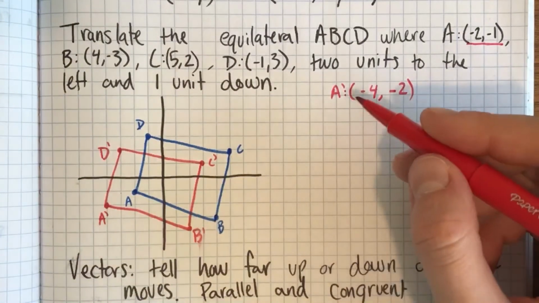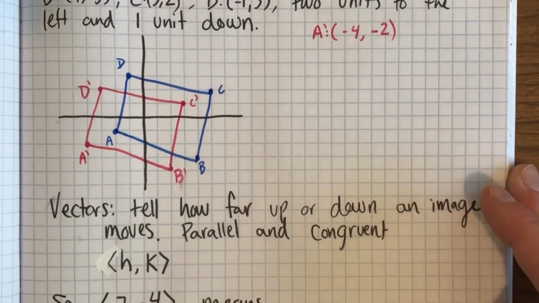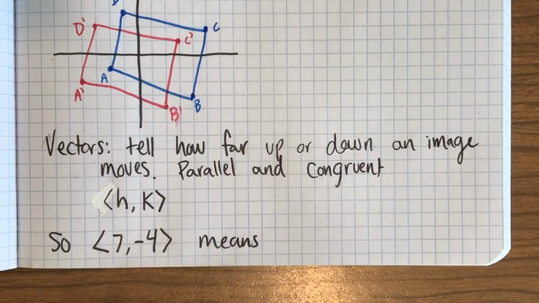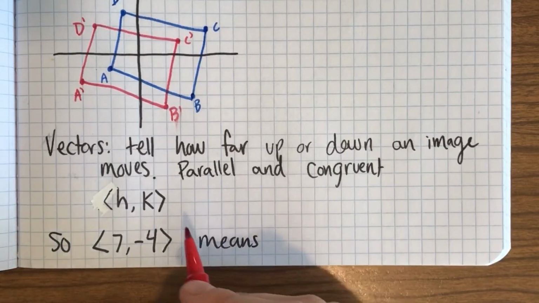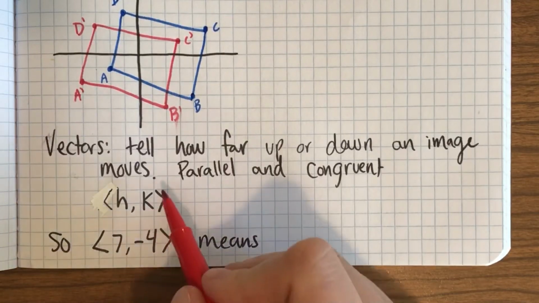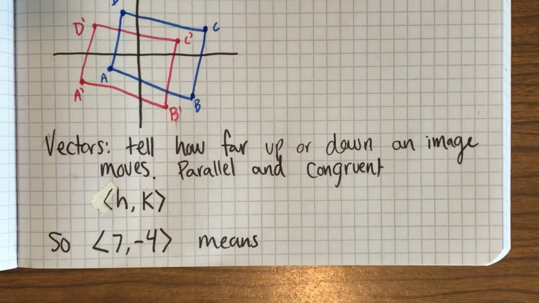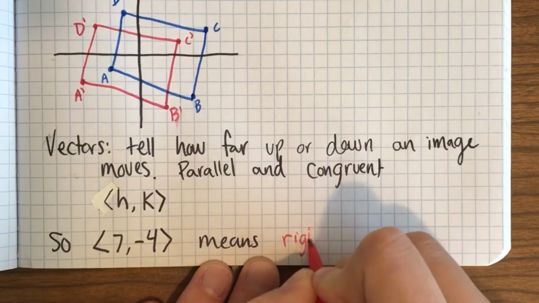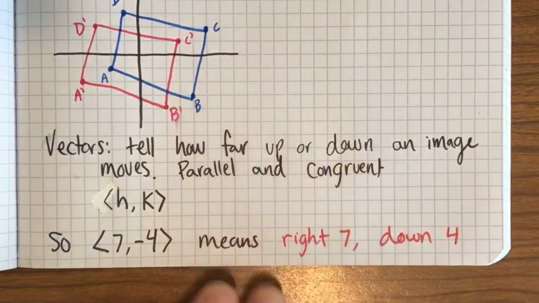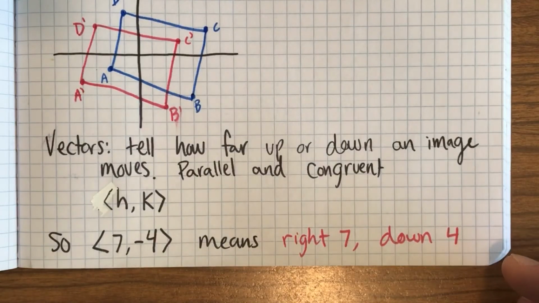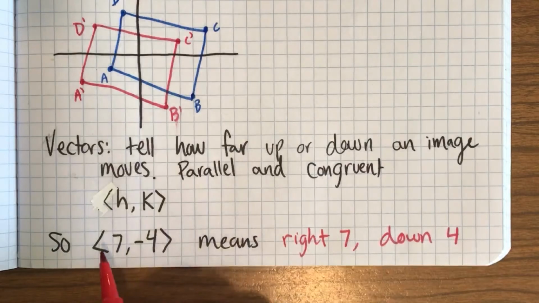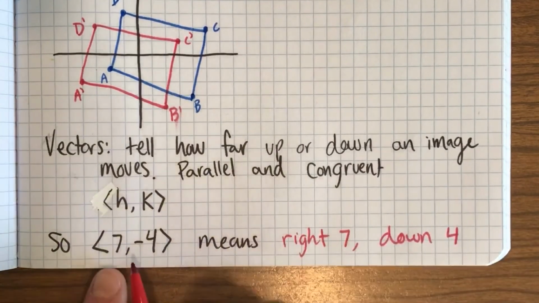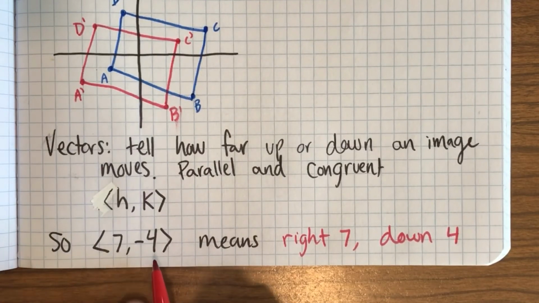And I could write out every single one of my new values, but most of the time it's not necessary. Now with translations, we have vectors, and vectors tell us how far our image moves up, down, left, or right. All vectors are parallel and congruent, and this is how we write vectors. It's like we use parentheses, but they are pointed, okay? And that shows us that we have a vector. So this vector 7, -4 is going to mean to the right 7 and down 4. And so we would take our x values and move them left and right, however many, and up or down how many. So our first part of our vector deals with our x, our second deals with our y.